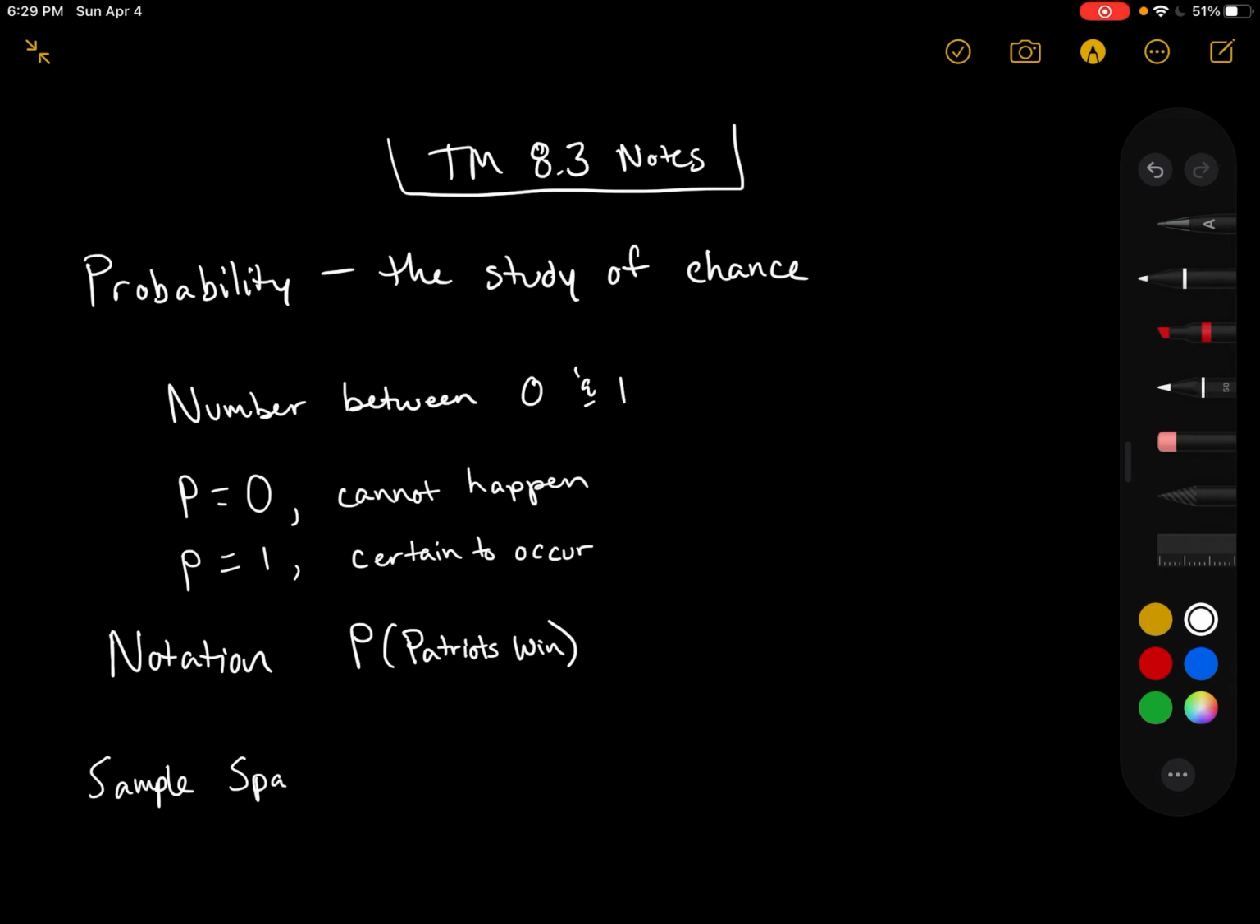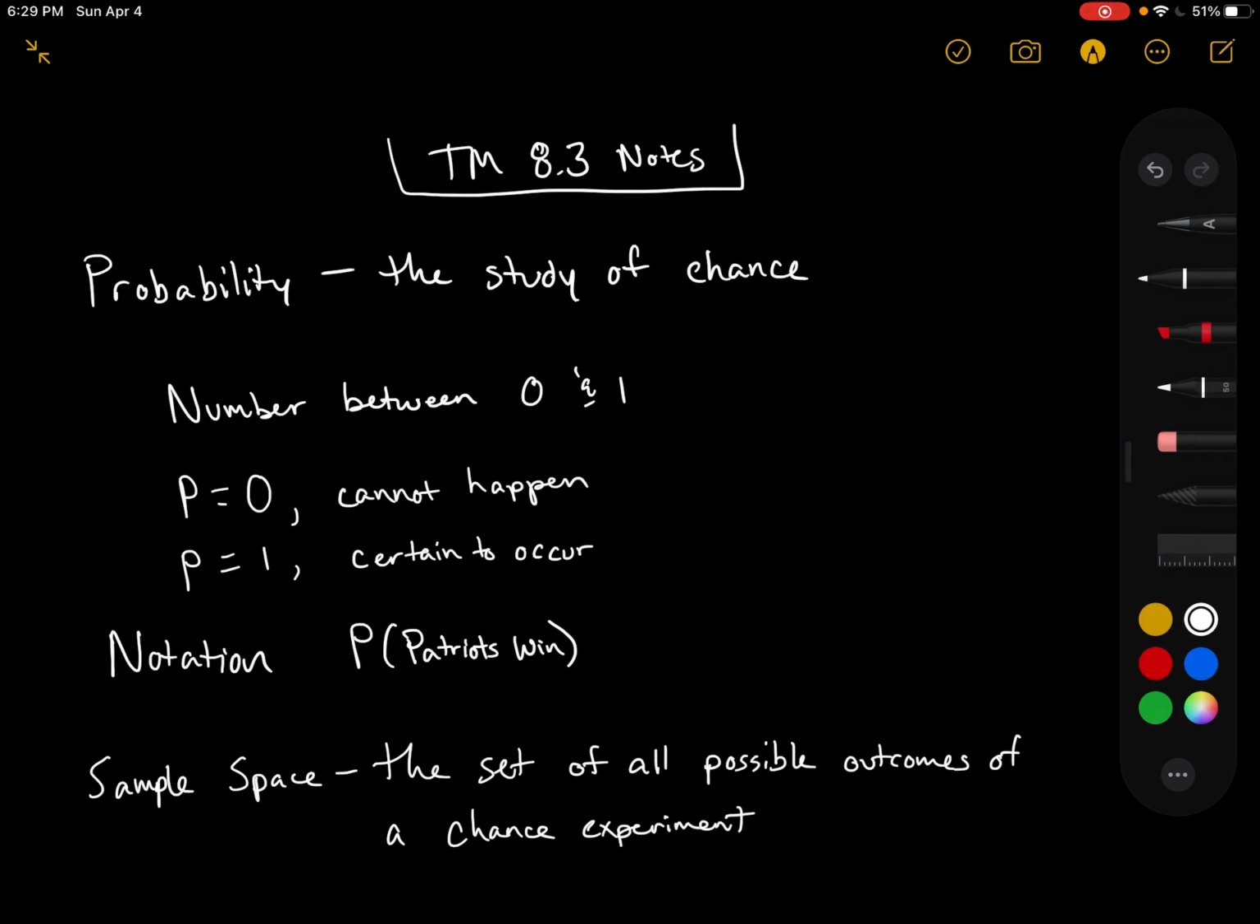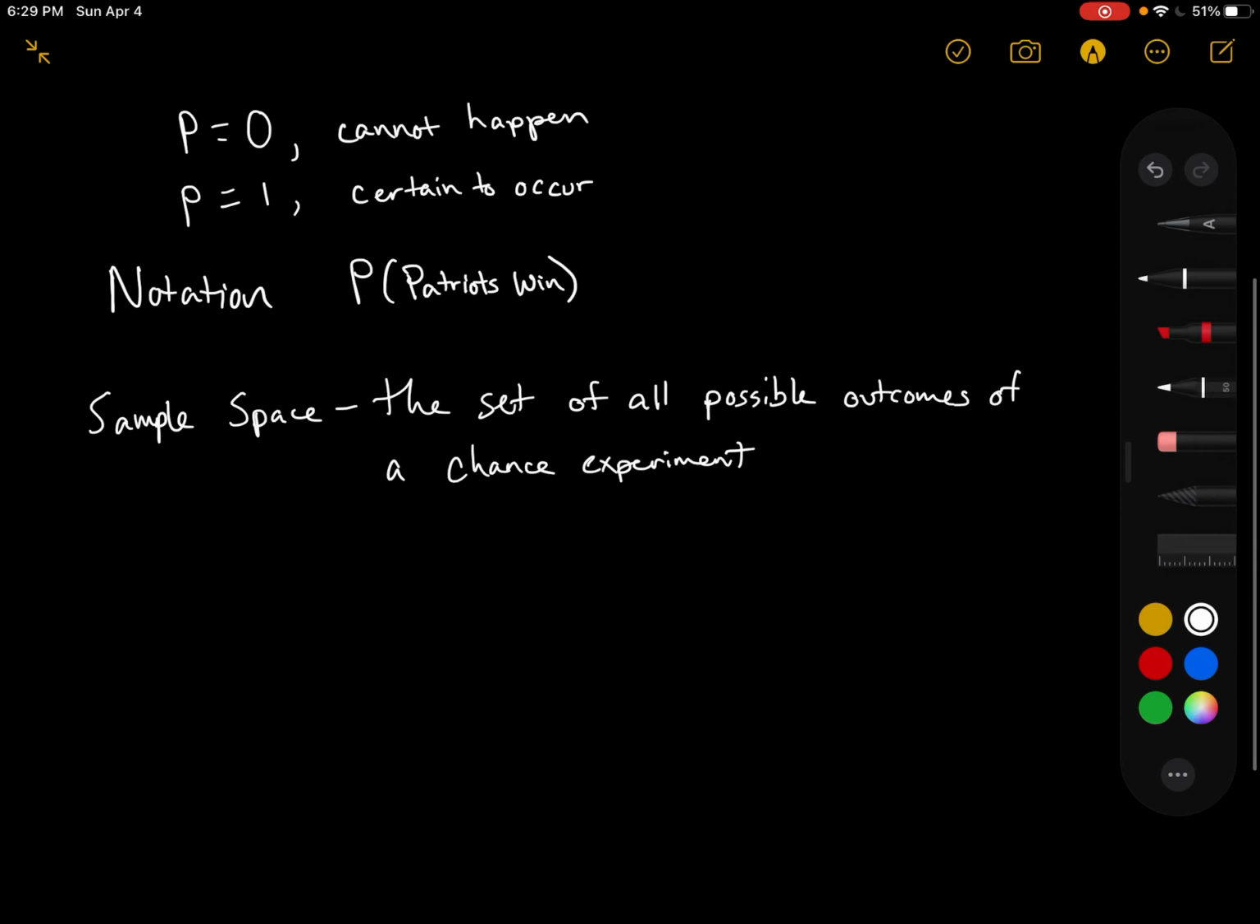Secondly, an additional definition for us today is sample space. This is super important for the start of probability. This is the set of all possible outcomes of a chance experiment. The way that I think about this anecdotally is, what are literally all of the possible options that could happen? So it's just kind of like a list of any possibility at all.